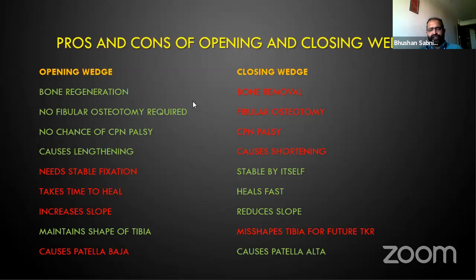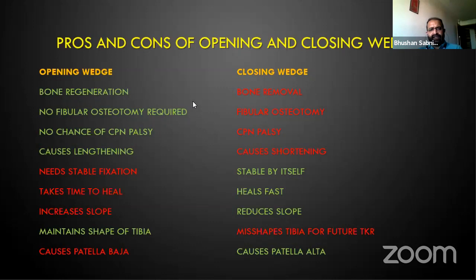Opening wedge does take time to heal. So you need to give it time to heal. Unlike a closing wedge, where the bones are opposing and it heals pretty fast. Opening wedge tends to increase the slope of the tibia, and exactly the opposite happens in closing wedge. So your ligaments come into play here. If you have an ACL deficient knee, an opening wedge may not be a good option. And if you have a PCL deficient knee, a closing wedge will not work as well. But again, that's a very minor issue. You can play with the slope really well with the opening wedge osteotomy as well.